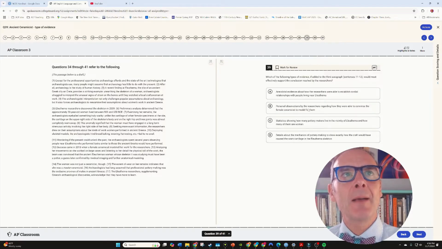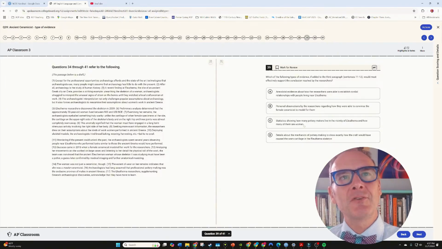B, personal observations by the researchers regarding how they were able to convince the female ceramicist to model. No, because if they had to convince the person, then that wouldn't serve as good evidence. C, statistics showing how many pottery makers live in the vicinity. Maybe? D, details about the mechanics of pottery making to show exactly how the craft would have been. Ooh, all right. D is the best answer because they are studying this cartilage worn on the skeleton.